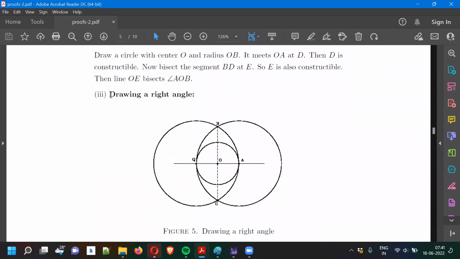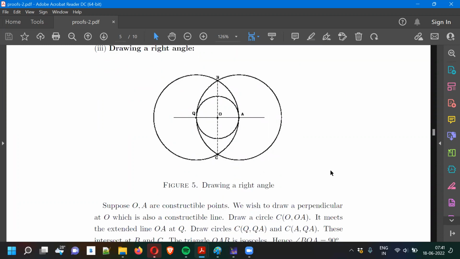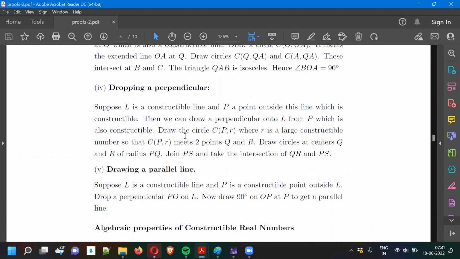The third one is drawing a right angle. Given a point, given a line, how do you draw a right angle to that? That is a construction. Drawing a perpendicular. You are given a line and you are given a point outside the line. How do you drop a perpendicular from the point to that line? Remember, these things you have done. So that is another construction.